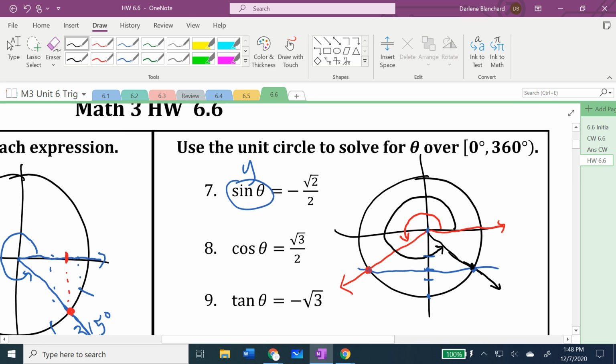And now I need to find what are those 2 angles. These are the center angles that go halfway through the quadrant. If this is 180, then adding 45 degrees to 180 gives me 225. This would be 270 plus another 45, which would give me 315. And so those are the 2 answers between 0 and 360 for number 7.